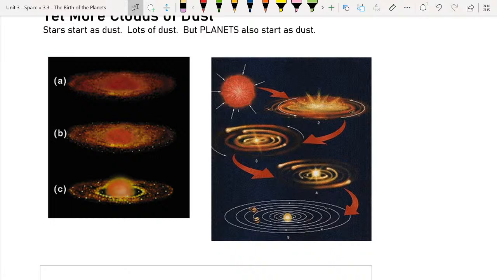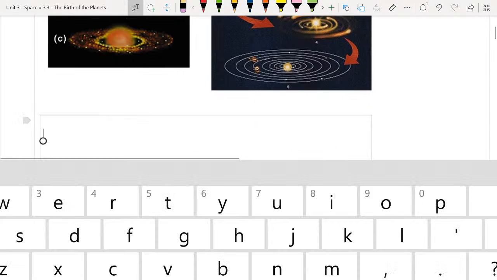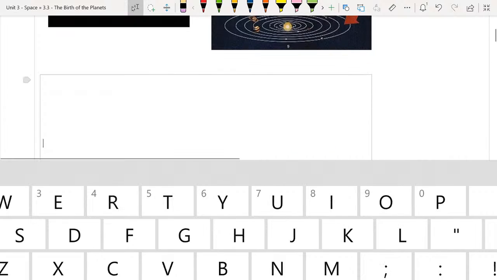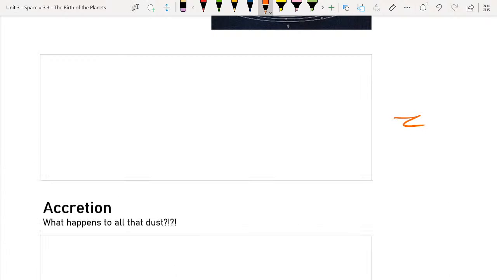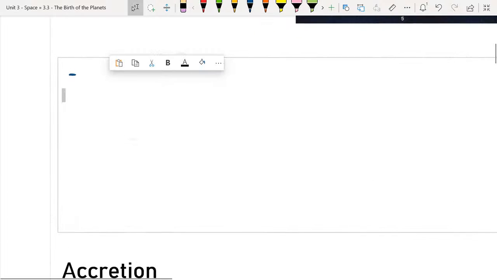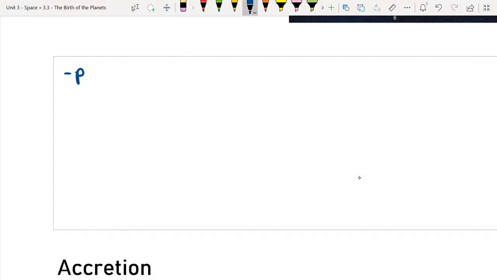So stars and planets form in the same process. They form in the same way. And we're going to say that in this little space here. And it's super annoying that that keyboard is so weird. So planets form from the same gas and dust clouds that stars do.